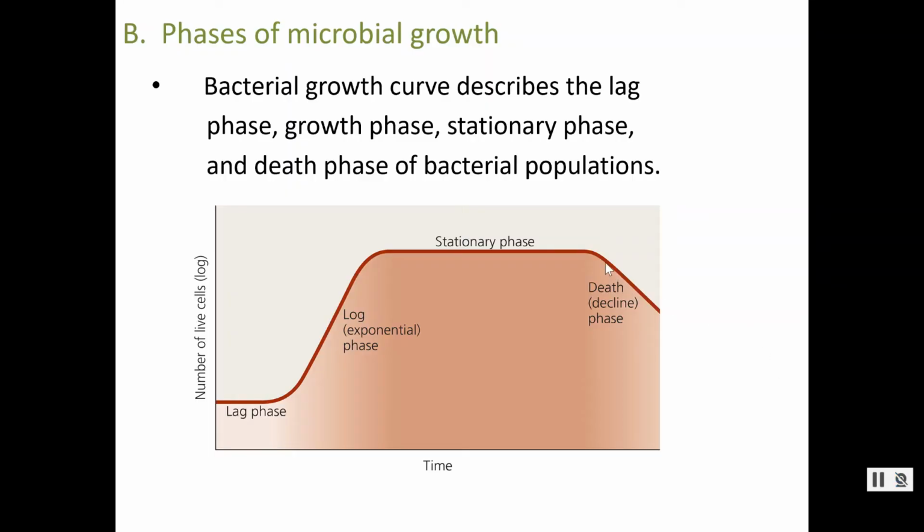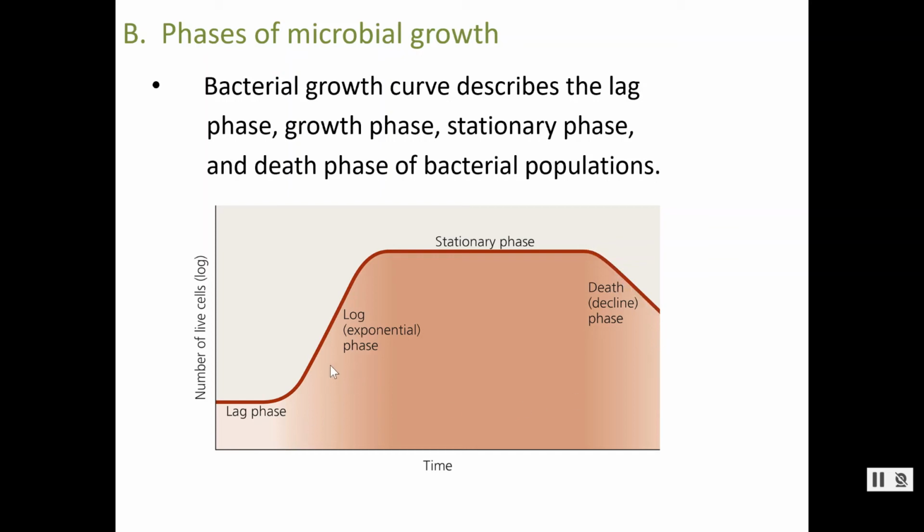So nutrients are limited, and we are now in the death phase. Again, it's not that replication isn't still occurring, it's just the amount of death is greater than the numbers produced by replication. So this is the death and decline phase in bacterial populations.